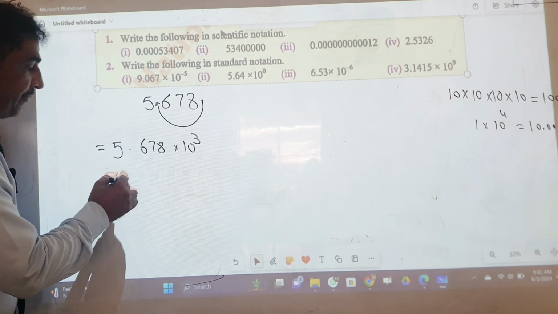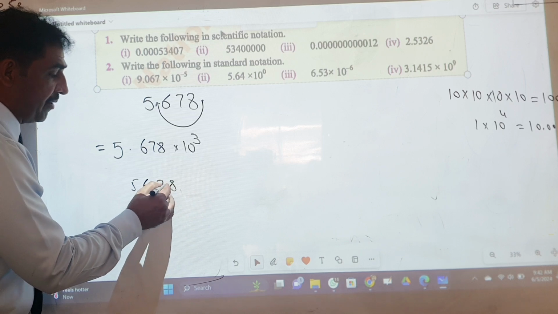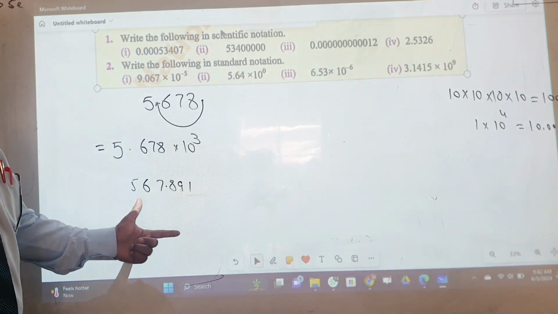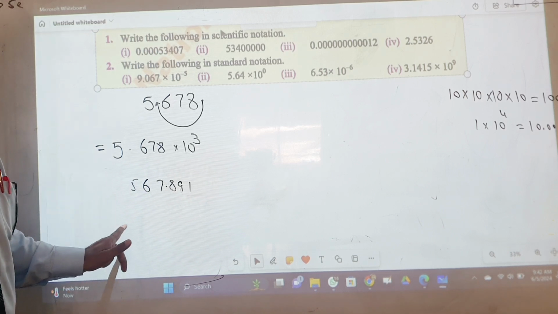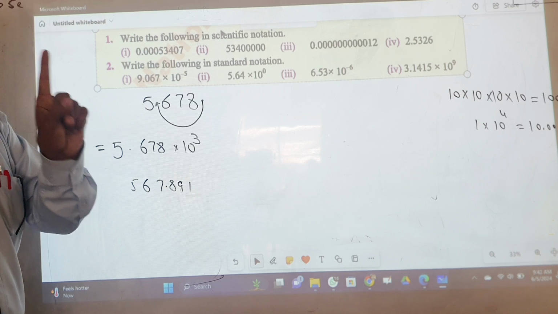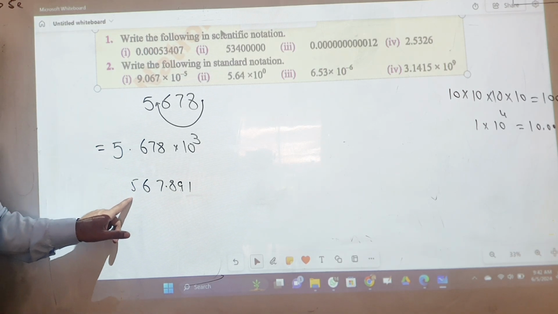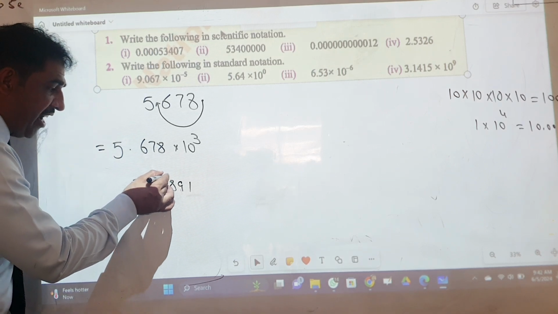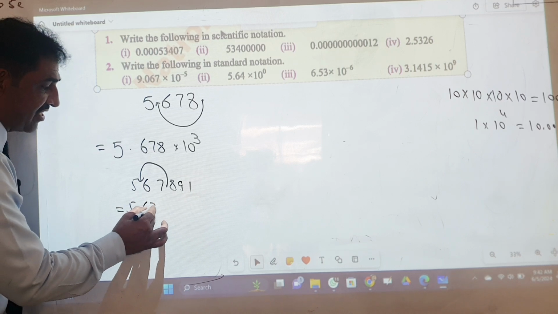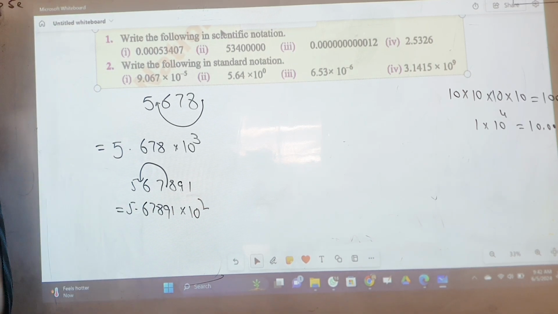Sometimes it comes like this, like 5678, I am writing here 0.891. Now, the standard form is this one. Scientific form means from the left side, the decimal point is shifted after only 1 digit other than 0. So where do we have to shift the decimal point? After 5. So how much does the decimal point move from right to left? So we will write 5.6789 times 10 raised to power 2.